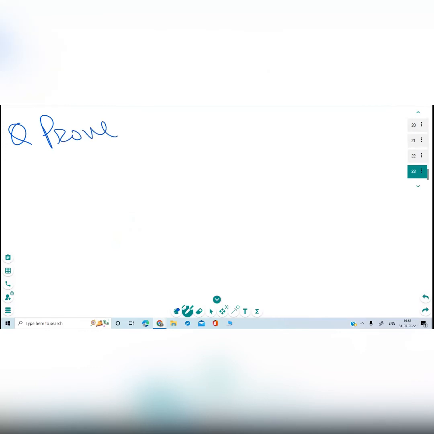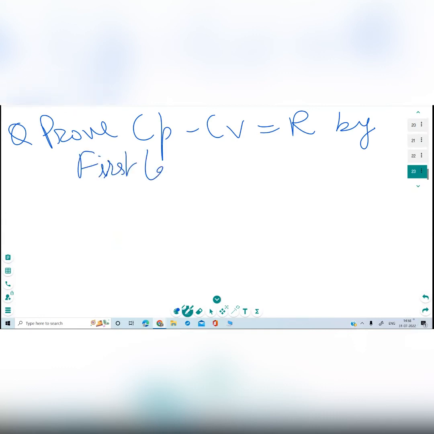Now, the theoretical question which is generally asked is: you have to prove Cp minus Cv equal to R by first law of thermodynamics. So I said to you that Cp minus Cv is equal to R. So you said, ma'am, I don't believe you, please prove it. How did it come? So now we will see how this proof comes.